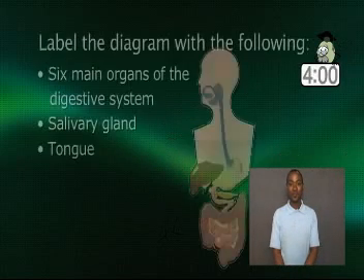We have reached the end of our lesson, students. But before we conclude, let us do one last activity. Please label the following diagram with the 6 main organs of the digestive system, along with the salivary gland and the tongue. Good luck. Students, let's get ready. Begin.